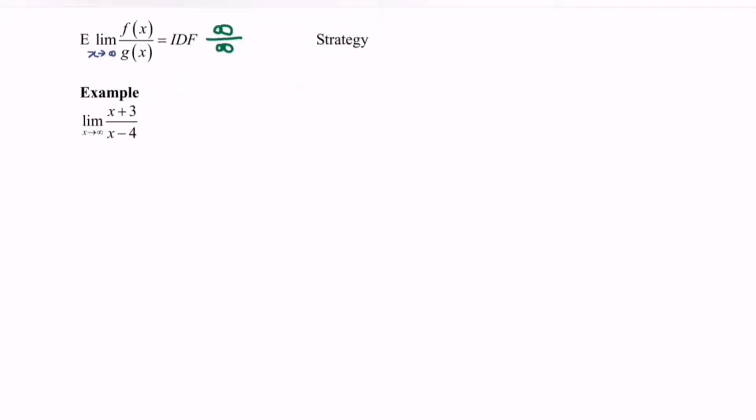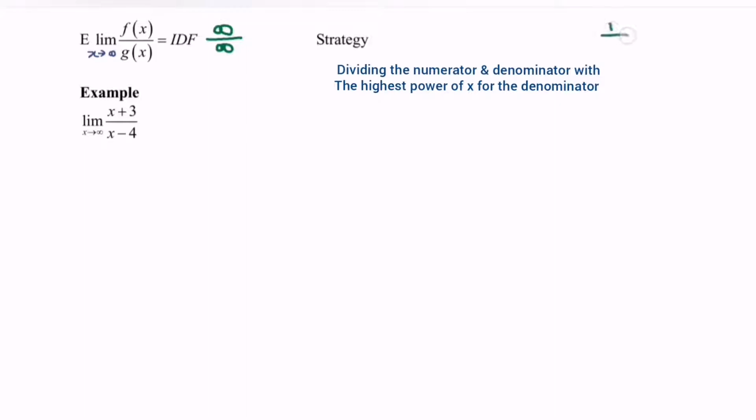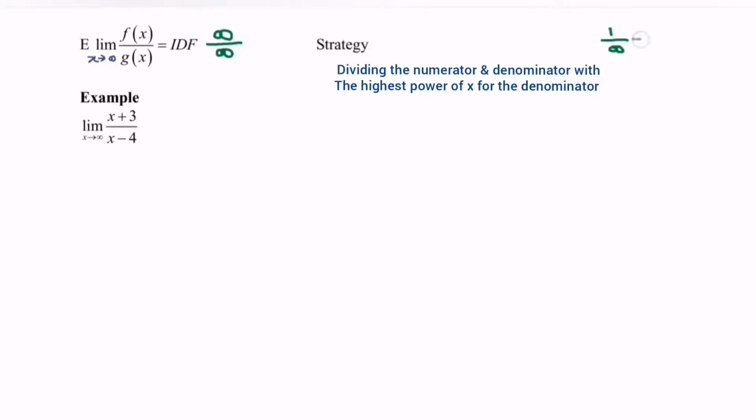There is a strategy that we can use to solve this kind of situation, which is dividing the numerator and the denominator by the highest power of x of the denominator. I repeat, the highest power of x for the denominator. Kindly write down the key: if we have the situation 1 over infinity, it is equal to 0. That is our key.